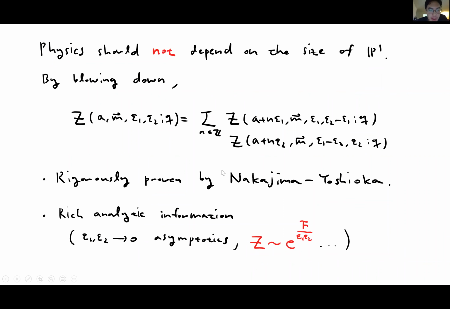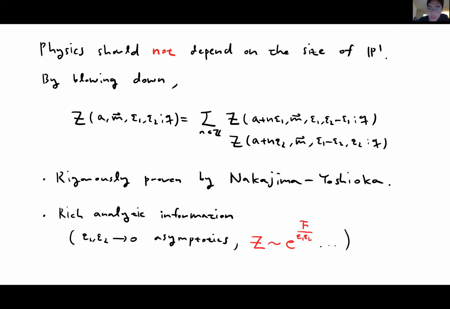This equation was first suggested and proven by Nakajima and Yoshioka, as you may be familiar with. And it's known that this equation contains rich analytic information on the gauge theory partition function Z. In particular, they studied the asymptotics of the gauge theory partition function in the limit of epsilon 1 and epsilon 2 going to 0. And they used this equation to prove that the free energy F is identified with the Seiberg-Witten prepotential. So this is very useful.